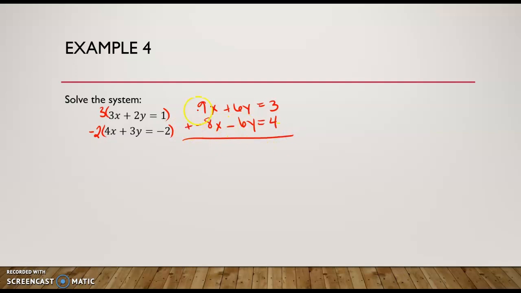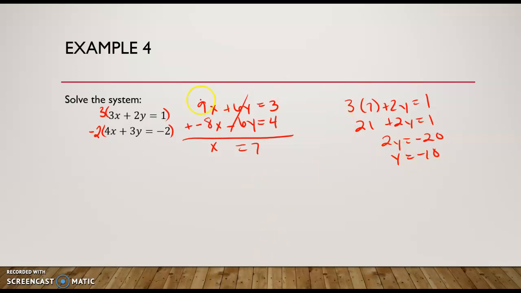From here we add, so we end up with x, these go away, equals 7. So we know that x equals 7. And then from here I'm going to plug that into one of the originals. So I'm going to do 3 times 7 plus 2y equals 1. So that's 21 plus 2y equals 1. Subtract the 21, we get 2y equals a negative 20. Divide by 2 and y would equal negative 10.